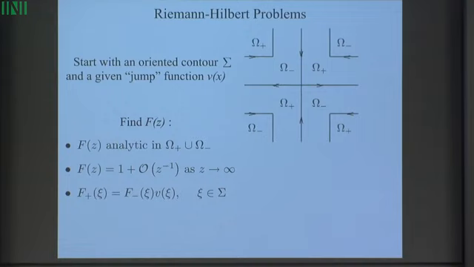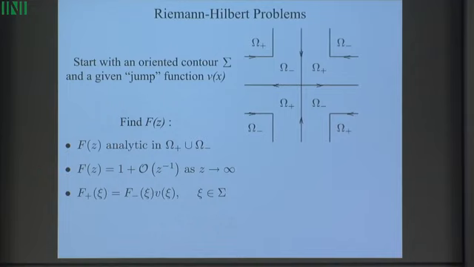You're given a function little v on the contour, and you're looking for capital F. It's analytic off of the contour. It's usually given some simple asymptotic behavior at infinity, like 1. So 1 plus an error term as z goes to infinity. And it has good boundary values if you let z approach the contour. From the plus or the minus side, those boundary values are F plus and F minus. And they're related by this.